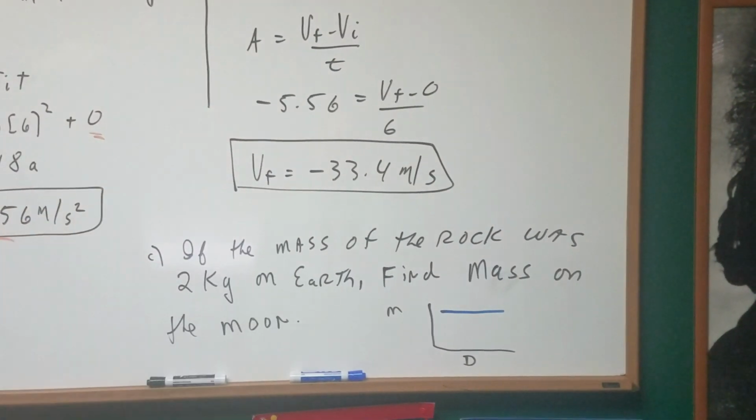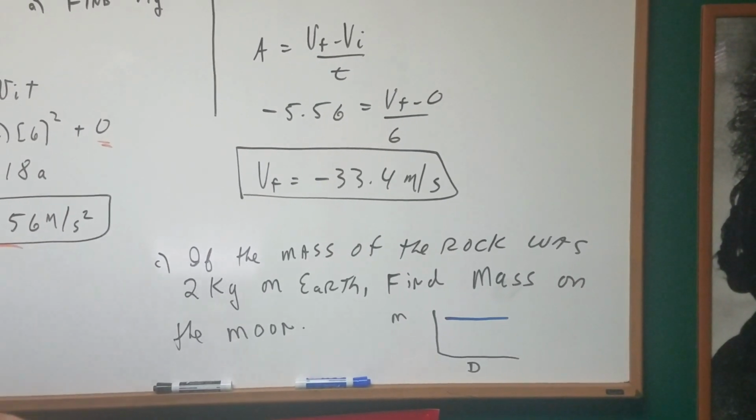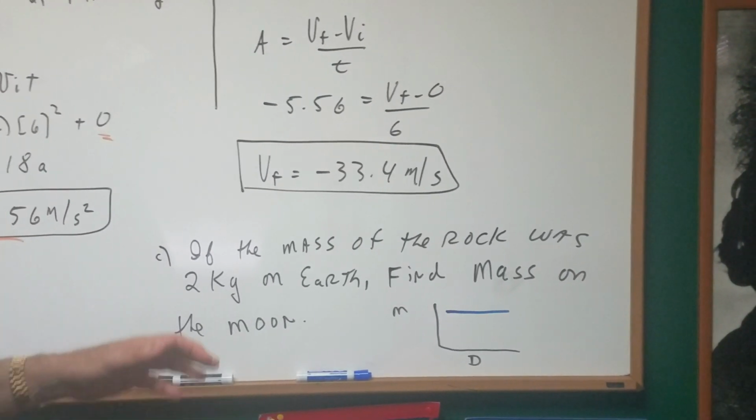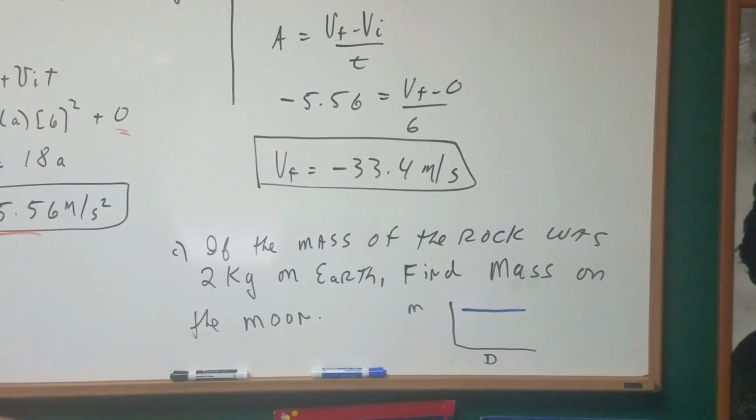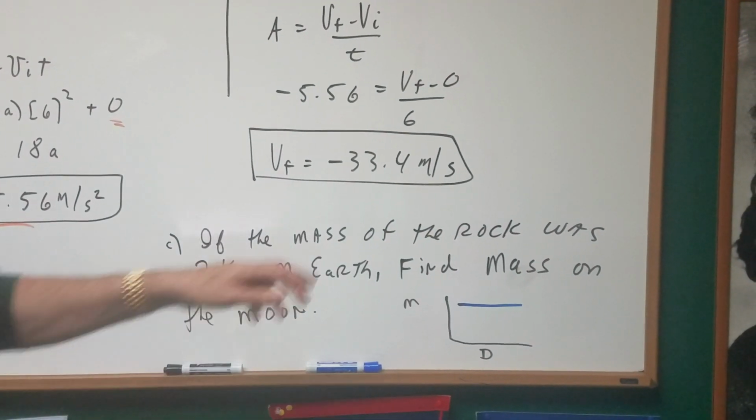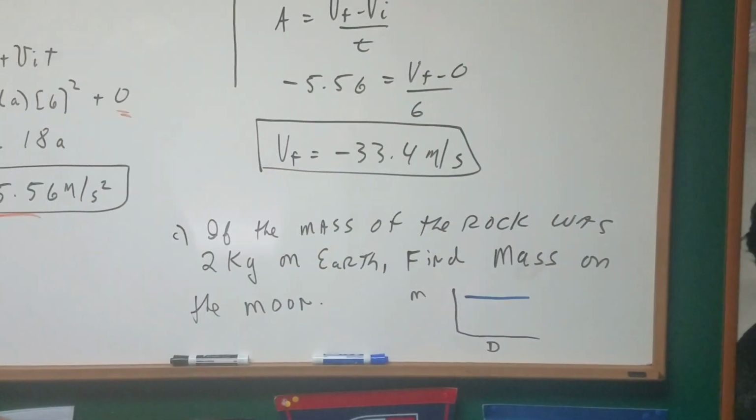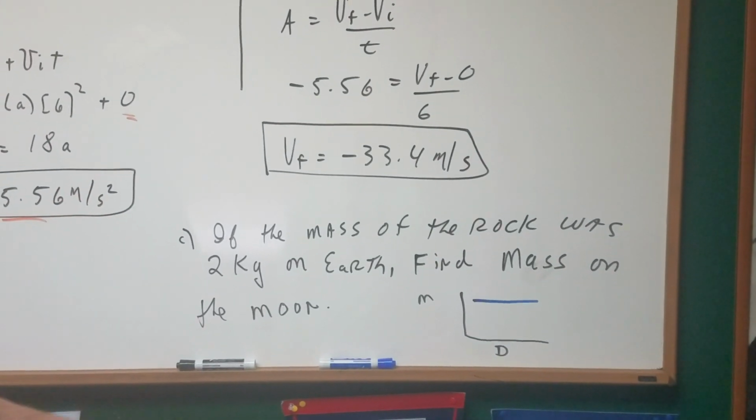Don't forget, velocity and acceleration are vectors, which means they have magnitude and direction. All right, we got minus 33.4 meters per second on that. Notice the units are meters per second, and acceleration is in meters per second squared.